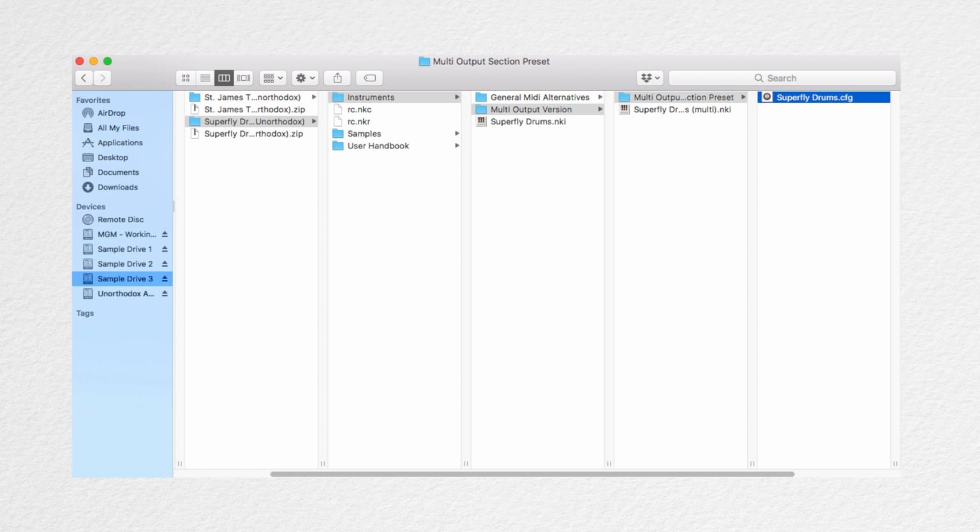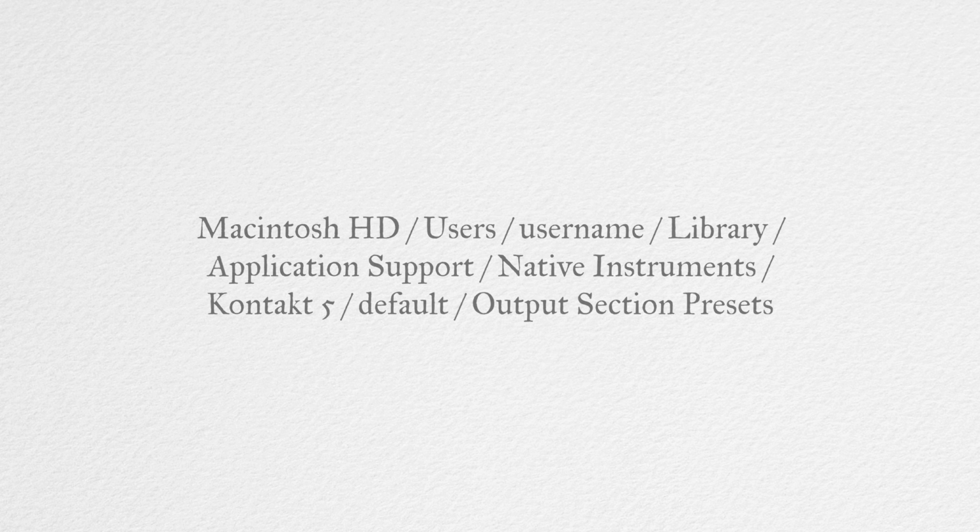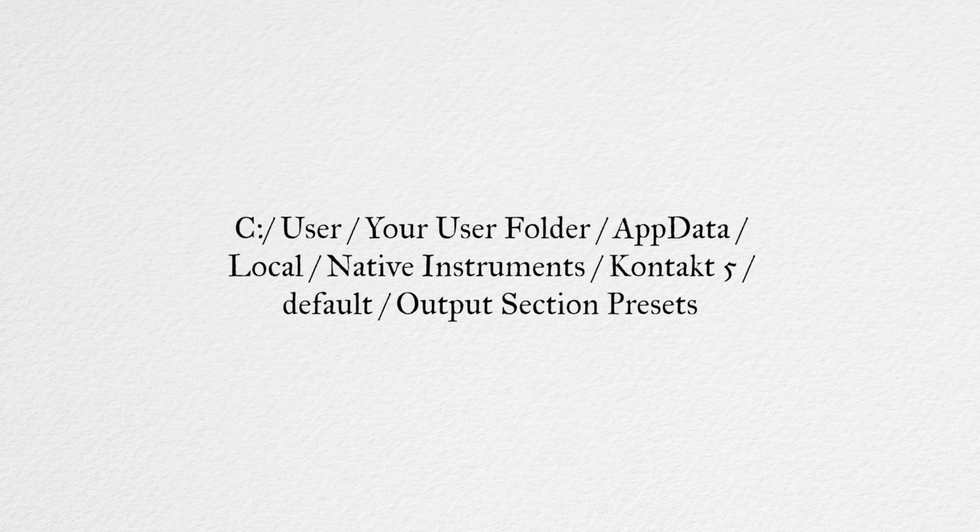So you'll find that in the multi-output version folder, and to use the preset, you must first copy and paste that preset file into the relevant folder where Kontakt keeps any user save presets. Now on Mac, that's here, and on Windows, it's here.